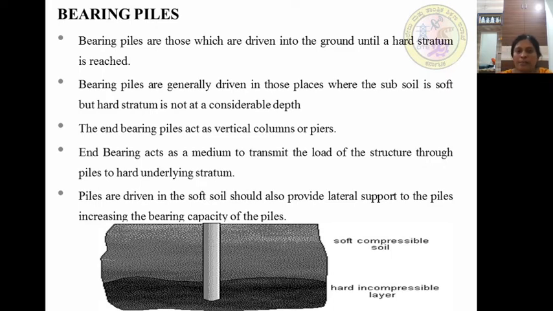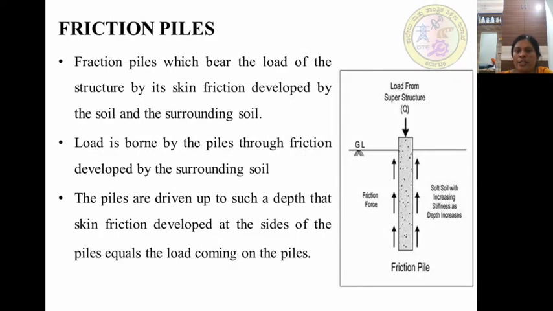And next is the friction piles. This slide shows the friction piles. In some cases we cannot provide bearing piles, that is, when below the ground level more soft soil is present and it is difficult to get hard strata. In those situations, the end bearing pile depth increases and its cost of construction also increases. So we have to provide an alternate pile, that is, friction piles.